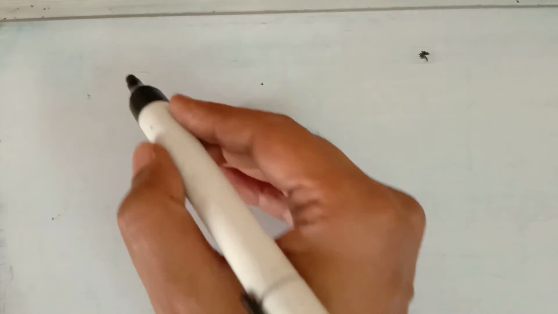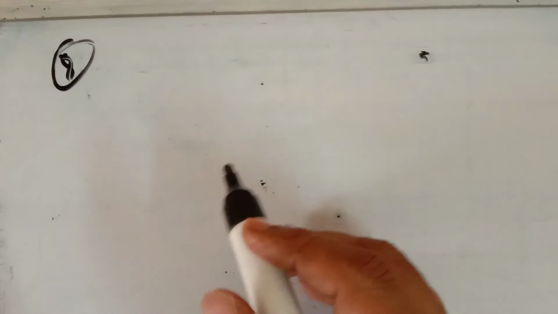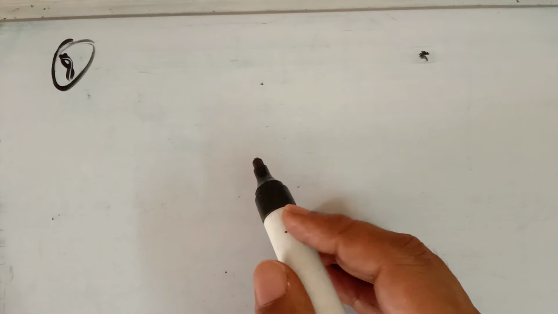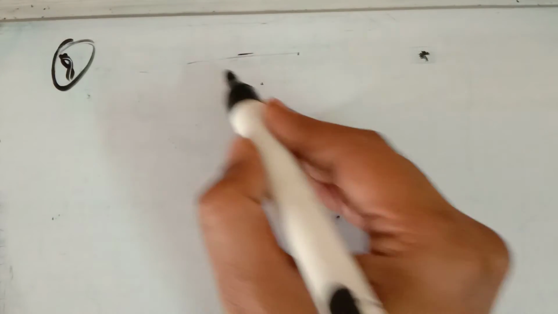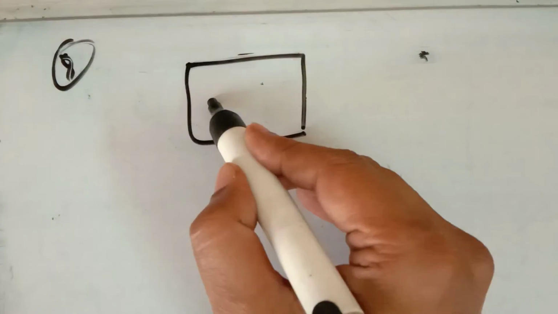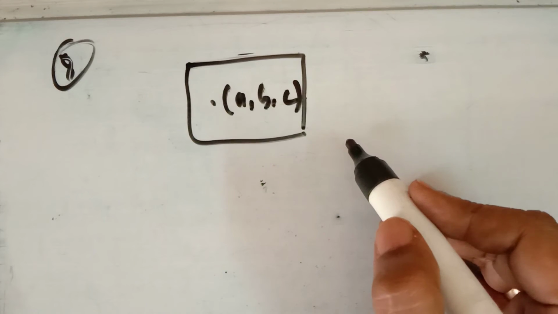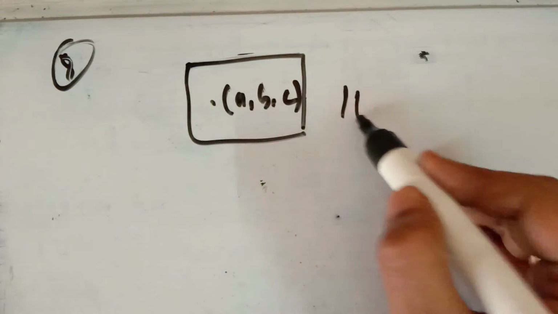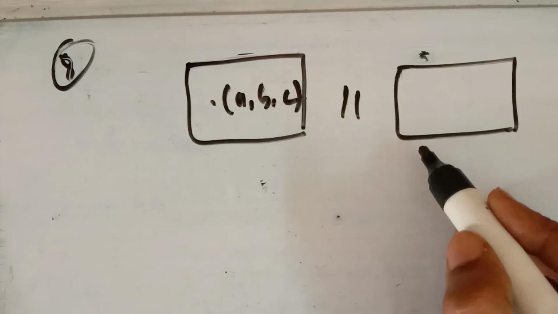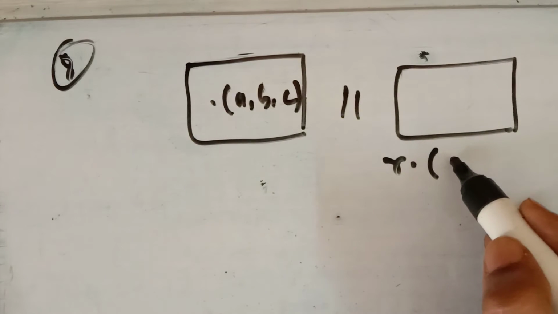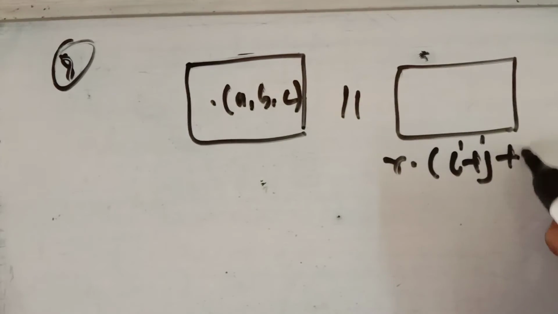So after that we have the question number 8. What it says is: find the equation of the plane passing through the point A, B, C and parallel to the given plane, whose equation is given, that is r dot (i plus j plus k) is equal to 2.